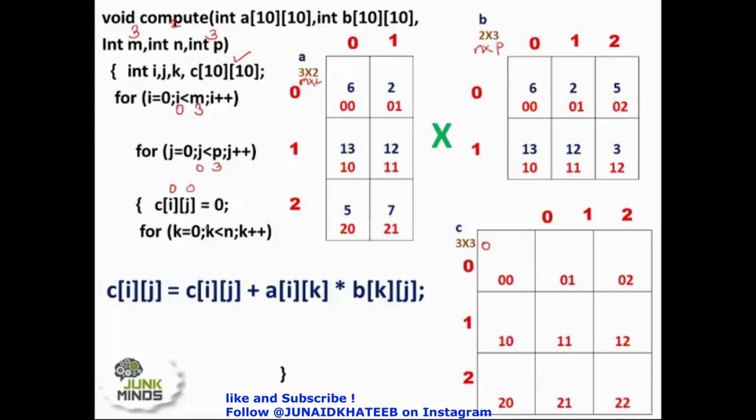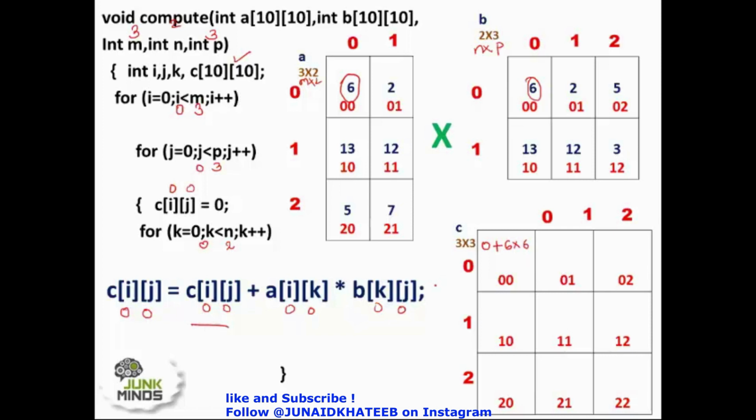That is why I've initialized it to 0. Now, k is 0. What is the value of n? N is 2. 0 less than 2 is true. Come down. The new value of C of ij, I is 0, J is 0. As of now, all these variables are 0 only. The new value of C of ij is the existing value of C of ij, which is 0, plus A of 0, 0. What is the value at A 0, 0? The value at A 0, 0 is 6 into B 0, 0. What is the value at B 0, 0? That value is also 6.